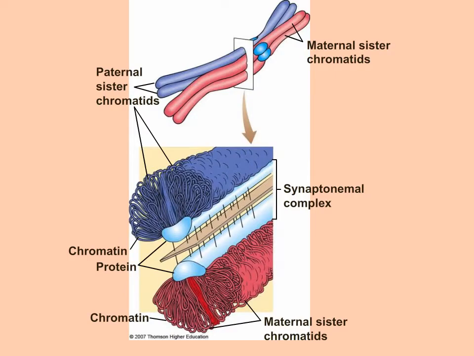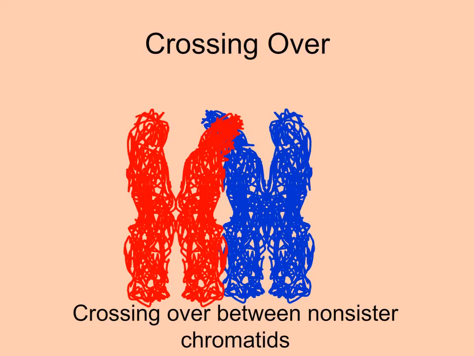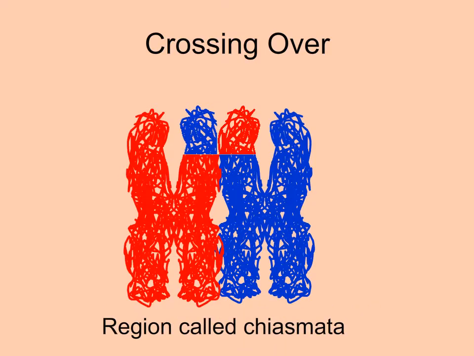Here is a diagram of a pair of synapsing homologous chromosomes in prophase 1. The synaptonemal complex is composed mainly of protein, and while the homologous pair synapse, another event can occur. Crossing over. This is when genetic material is exchanged between non-sister chromatids. Crossing over can occur in multiple sections of the chromatids. The point where crossing over occurs is called the chiasma, or chiasmata if there are many regions of crossing over.